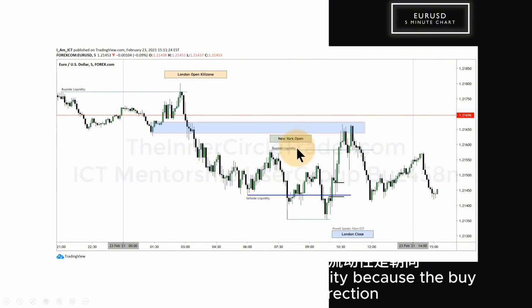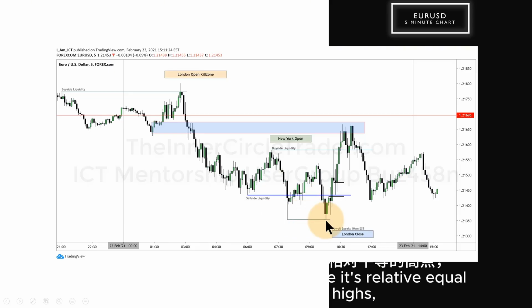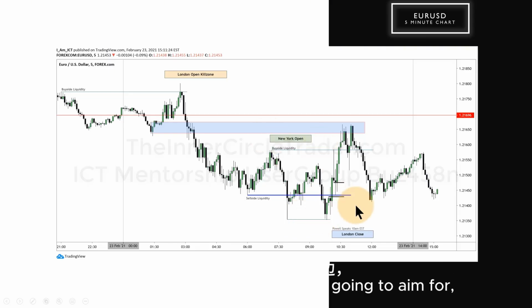It's going to go for the buy side liquidity, because the buy side liquidity is in the direction of the underlying bias. We're underlyingly bullish on euro still. Nothing has changed. This is just a retracement. So if I ever have this condition where it's relative equal lows and relative equal highs, which side of the marketplace am I going to aim for?